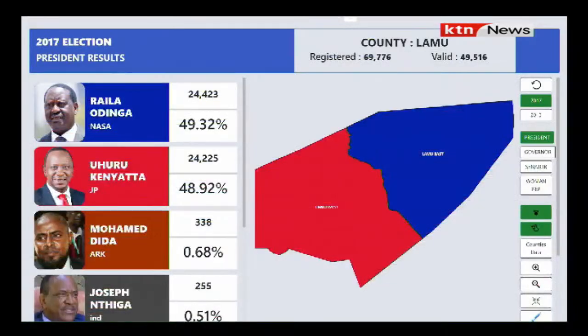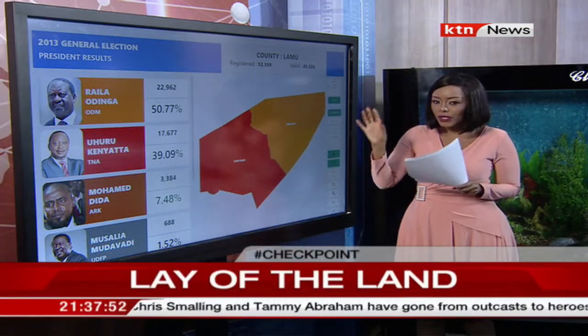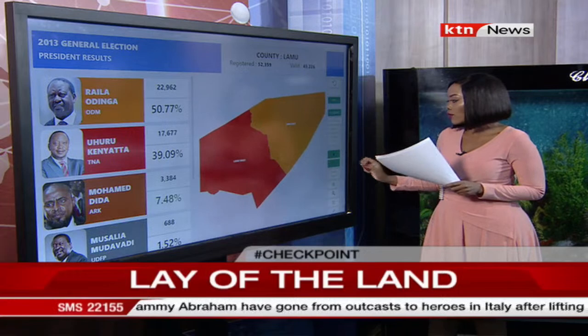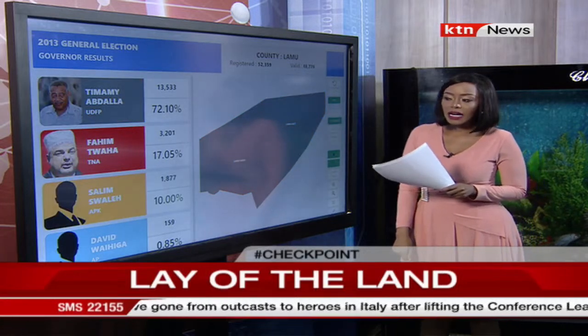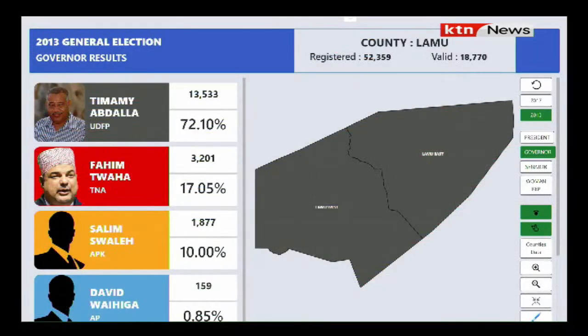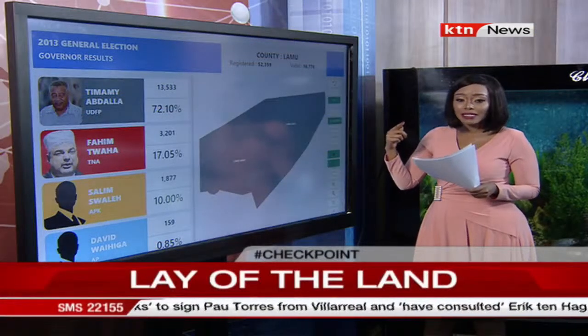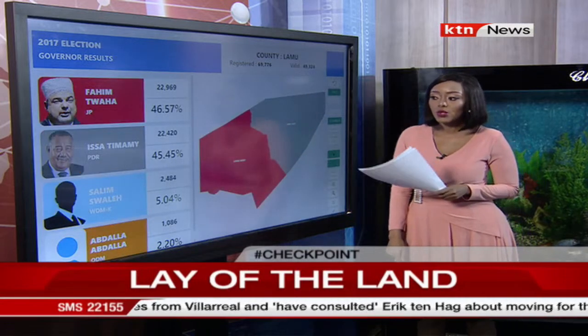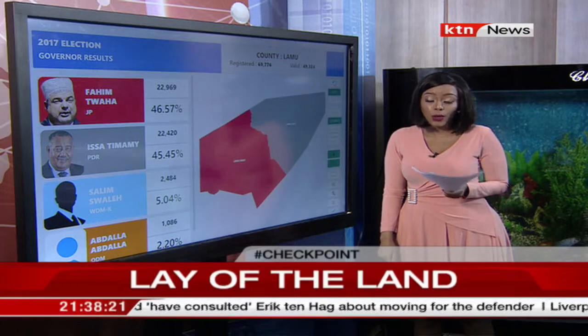But while this is also interesting, look at that split even for the presidential race. This is literally 200 votes difference, which is how Raila won in the 2017 race. And then in 2013, again, not much of a difference. So very closely fought Lamu County. For the governor race, Issa Timami was the pioneer governor. Those are the votes he garnered. The runner-up, Fahim Tuaha, came in a distant second with 3,000 votes. However, he managed to flip it in the next election, because this is how it happened. Fahim Tuaha had a strong showing, winning that election.